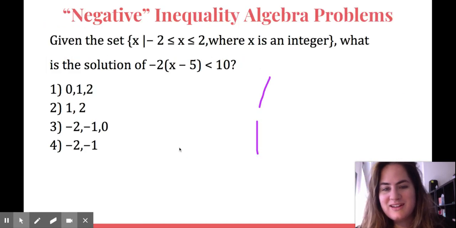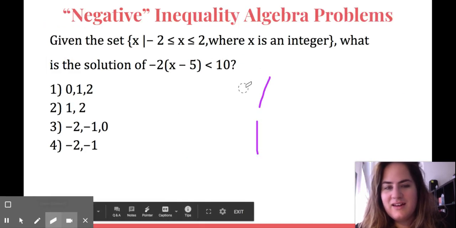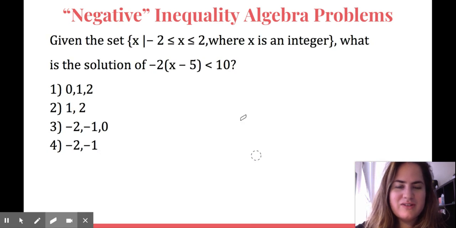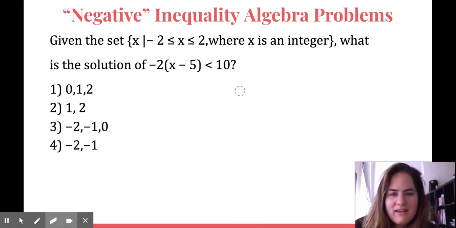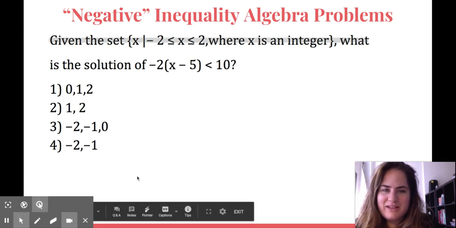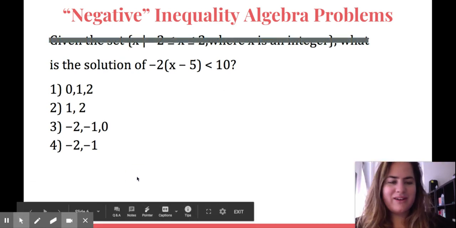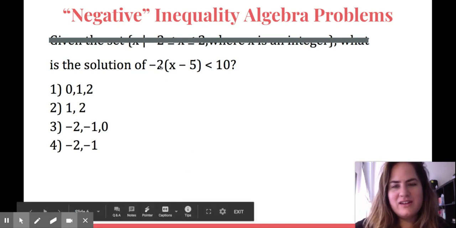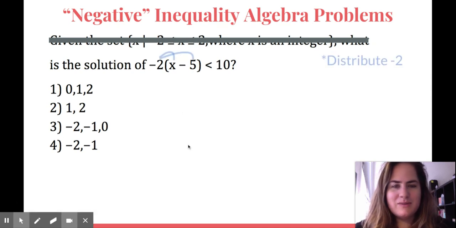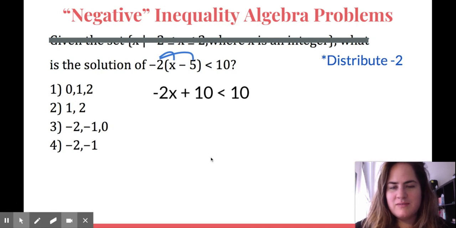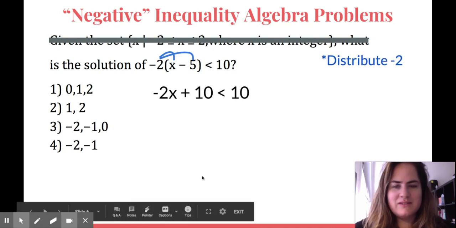Okay, let's try another one. So this is another multiple choice inequality question, which means you kind of have to solve the inequality by hand. The beginning of this question looks super complicated. Luckily, we don't need any of that information. Just go ahead and cross that out. I want to find the solution. So I have negative 2 being multiplied by x minus 5. So I'm going to distribute negative 2 times x and negative 2 times negative 5, which gives me positive 10.